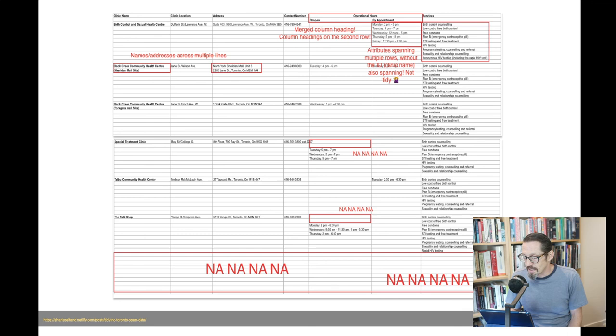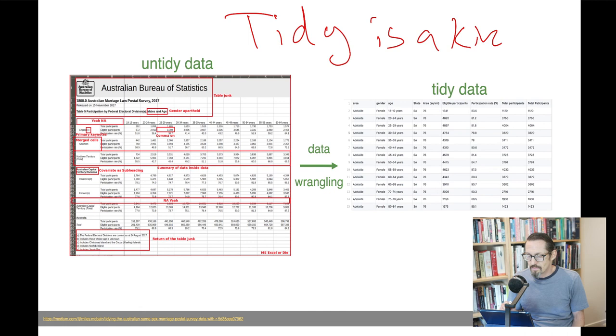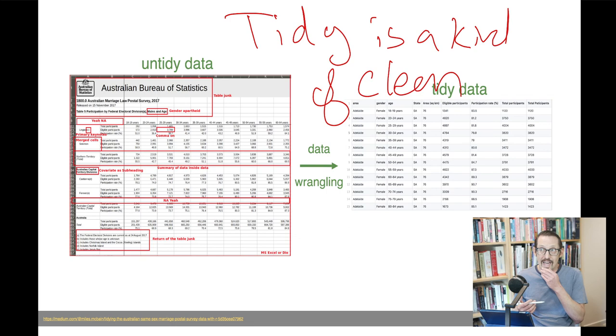So again, this is our job. A first step of almost every data science project is dealing with this untidy data and putting it into a nice, tidy table. Okay, I do want to emphasize that tidy is not the same as clean. Tidy is a kind of clean. You can have clean data that is not tidy.